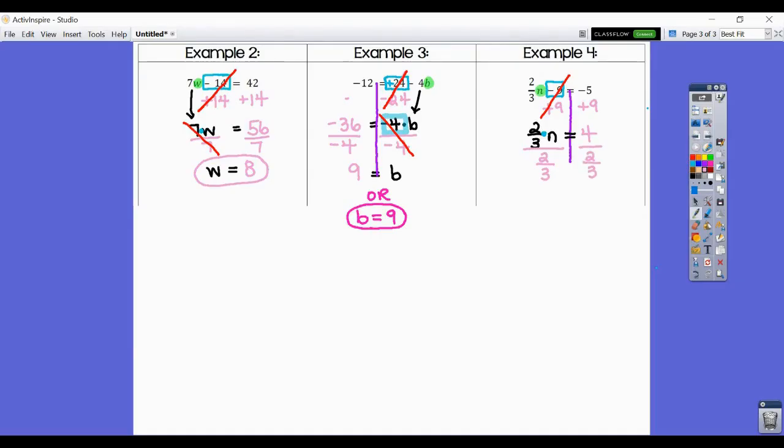What you do to one side, you have to do the other. 2/3 divided by 2/3, any number divided by itself comes out to be 1 there. We are satisfied with n by itself, 1n specifically. Now, on the other side of the equal sign, when I do 4 divided by that 2/3, I have to think back to my fraction operations.